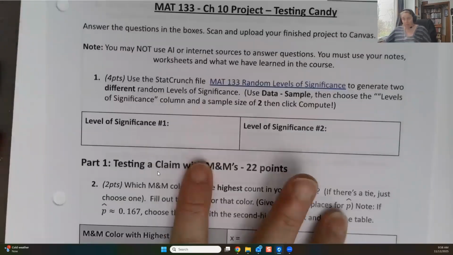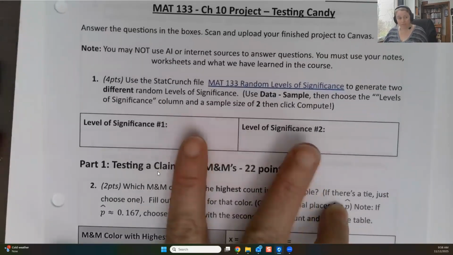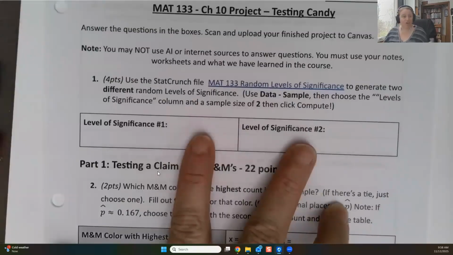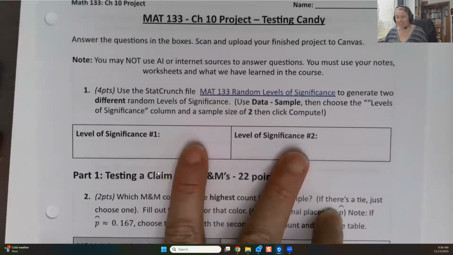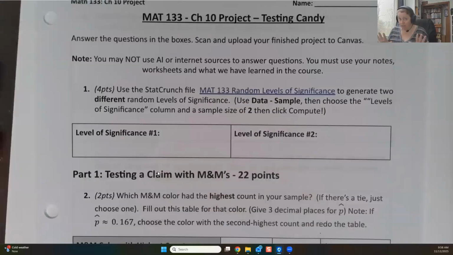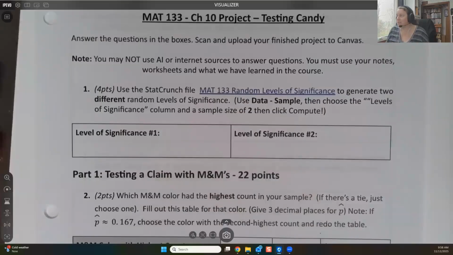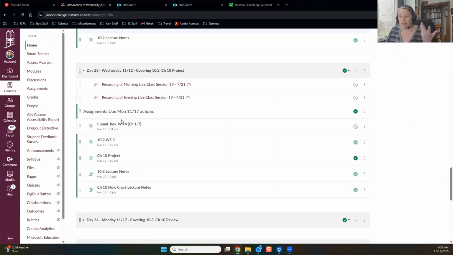First thing, you have to find two levels of significance. Oh, good. Two levels of significance here. They're not confidences. Sometimes students aren't paying attention and go back to the confidence. Like these are different things. So you've got to go to the project.